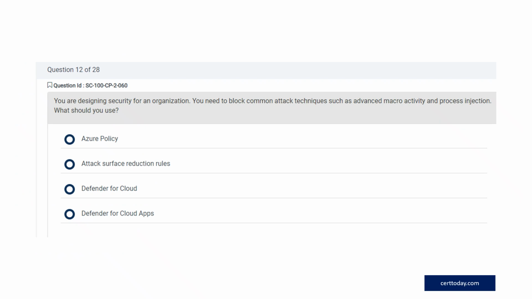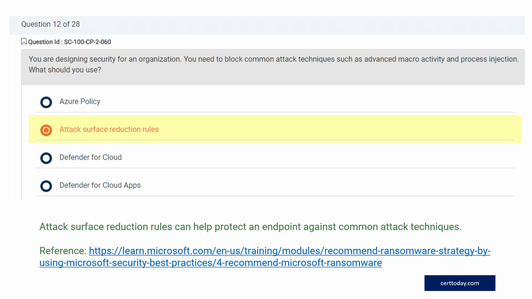Question 12. You are designing security for an organization. You need to block common attack techniques such as advanced macro activity and process injection. What should you use? Attack surface reduction rules can help protect an endpoint against common attack techniques.